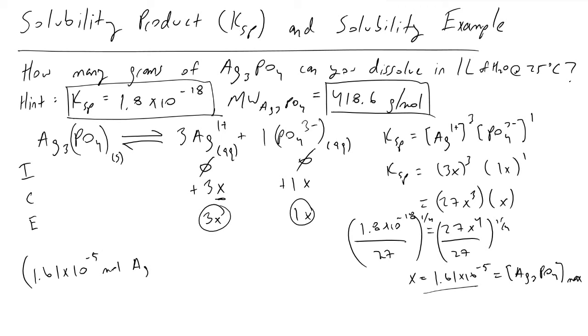So we'll have moles of Ag3PO4. And we're going to multiply this quantity by 418.6 grams per mole. And what we'll find ultimately is that we can have 6.73 times 10 to the -3 grams, which is equivalent to 6.73 milligrams of silver phosphate. So that is the maximum number of grams you can add to 1 liter of water before you begin to see a precipitate form.